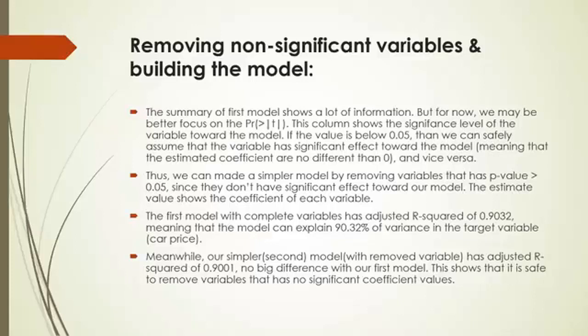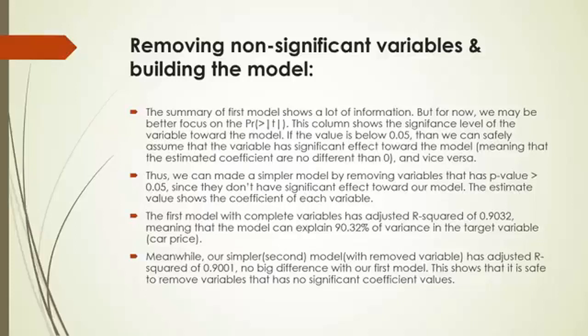Next, we would like to remove non-significant variables from our dataset and build the model again. The summary of the first model shows a lot of information, but for now, we may better focus on Pr(>|t|). This column shows the significance level of the variable towards the model. If the value is below 0.05, then we can safely assume that the variable has significant effect towards the model, meaning that the estimated coefficient is different from 0, and vice versa. Thus, we can make a simpler model by removing variables that have p-value greater than 0.05, since they don't have significant effect towards our model.